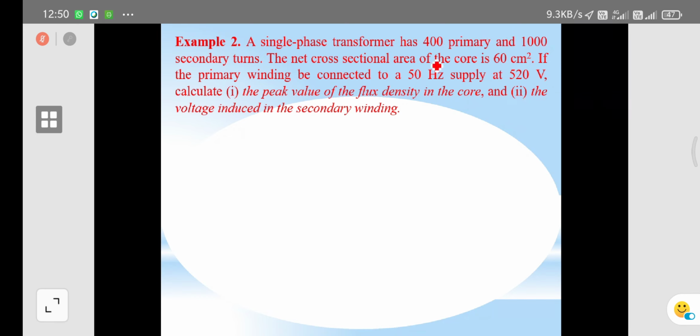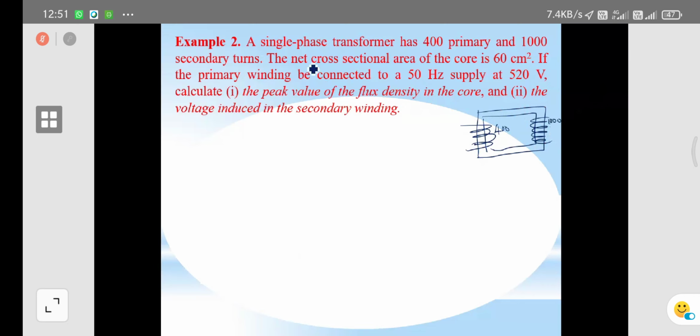A single phase transformer has 400 primary and 1000 secondary turns. Let us take that. So here the primary turns are 400. Secondary turns are more, that's why 1000 here.